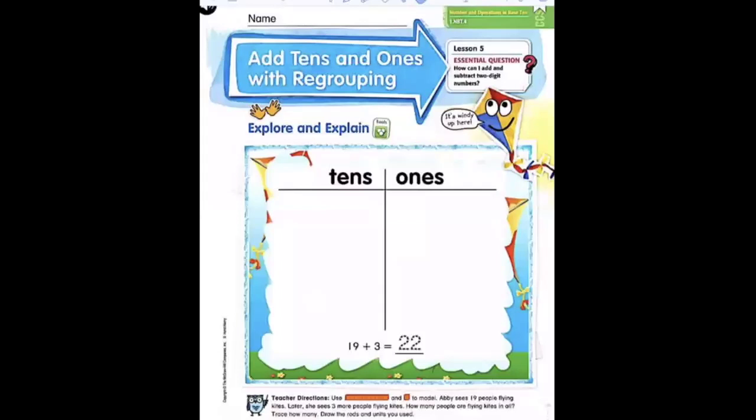It's called regrouping. Okay, I'm going to unmute you. I just want to make sure you're hearing me. Okay, Shanti, do you hear me?